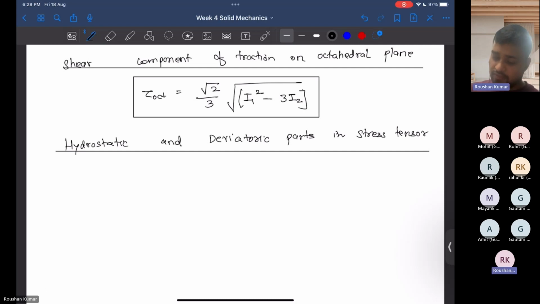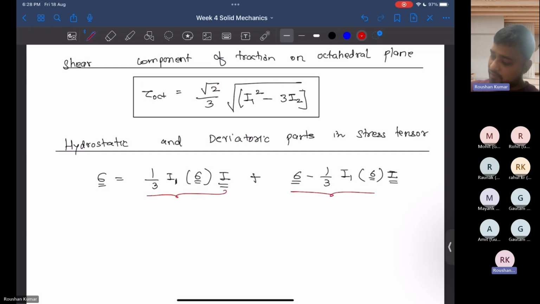So the hydrostatic part is given by this formula, 1 by 3 first invariant of stress tensor times identity, and that is the hydrostatic part plus the deviatoric part, which is given by stress tensor minus 1 by 3 first invariant of stress tensor times identity. Okay, so this is the hydrostatic part and this is the deviatoric part.